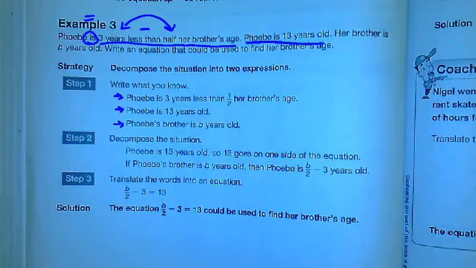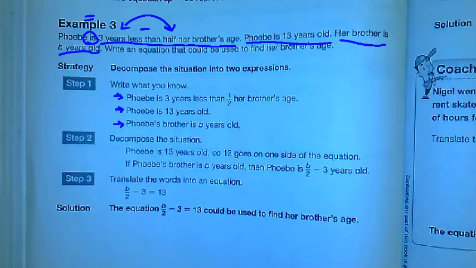Phoebe is 13 years old. Her brother is B years old. These are the important things. So we want to figure out what is her brother's age. Her brother's age is represented by B. So again, I pull out all the important information, and then I break it down.